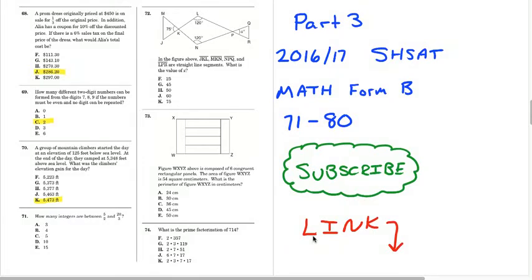Welcome to part 3 of the 2016-2017 SHSAT walkthrough. Today we are doing Math Form B, questions 71 through 80.